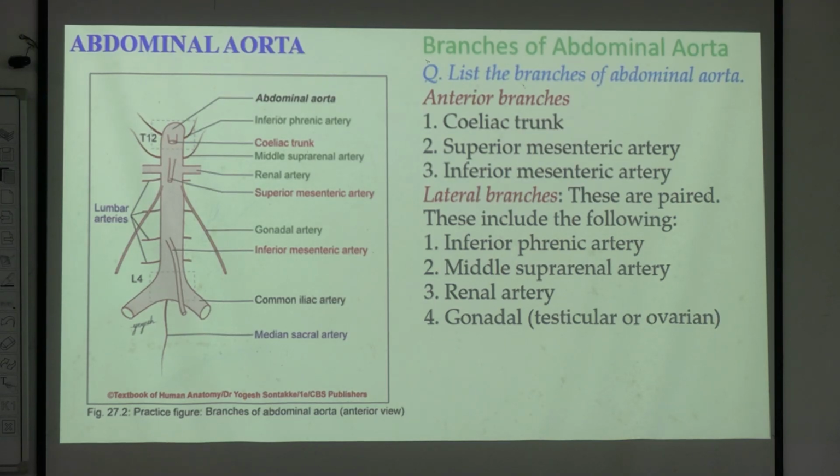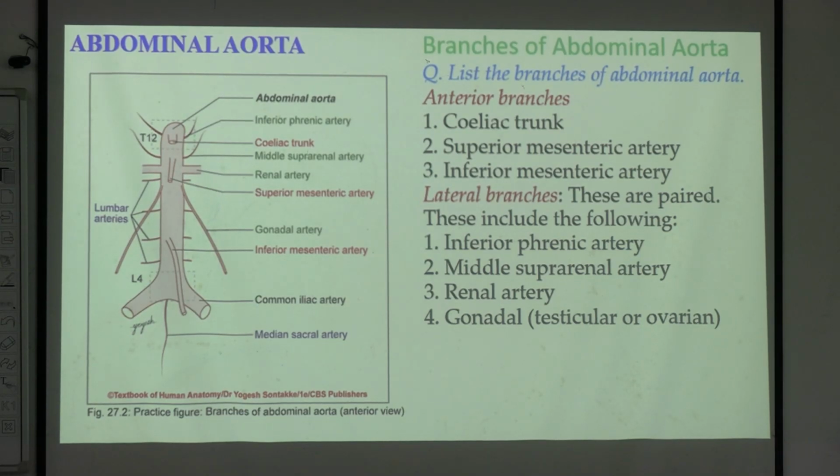The examiner will go to the next question. If not, then you say the third, inferior mesenteric artery. Here, lateral branches. These are paired. These include the following: the inferior phrenic artery, middle suprarenal artery, renal artery, gonadal, testicular or ovarian. Now see, these are paired.